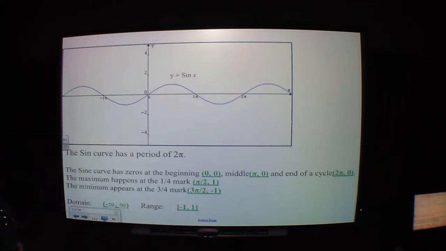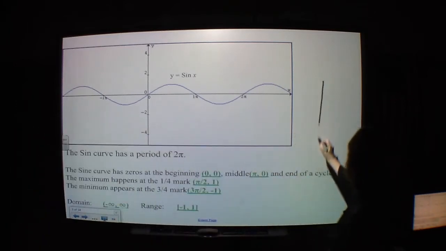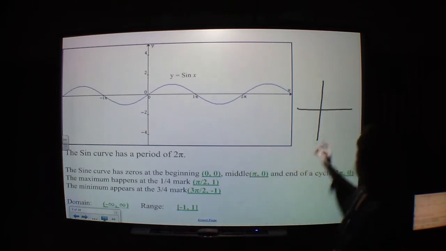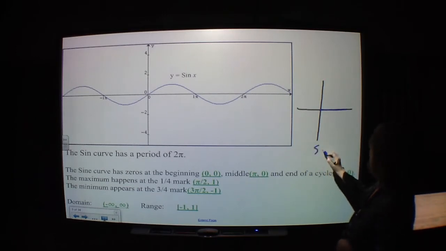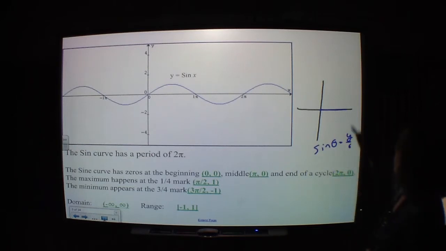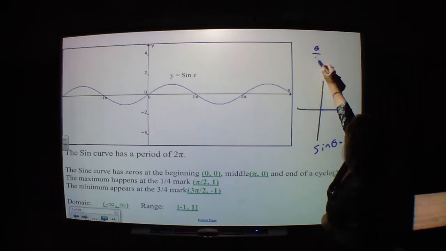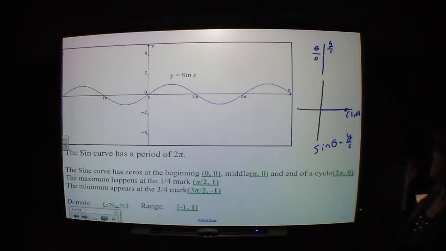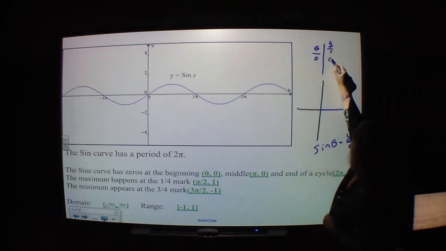Let me show you where some of these numbers come from. Think about the unit circle. I'm going to draw the unit circle over here. With the unit circle, I'm starting right here at 0. Sine of theta is y over r. So theta is 0. At 0 here, sine is 0 over 1, which is 0.